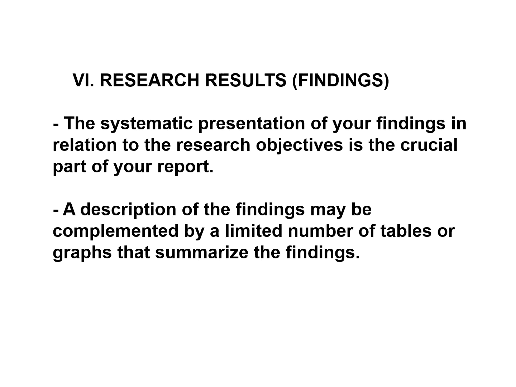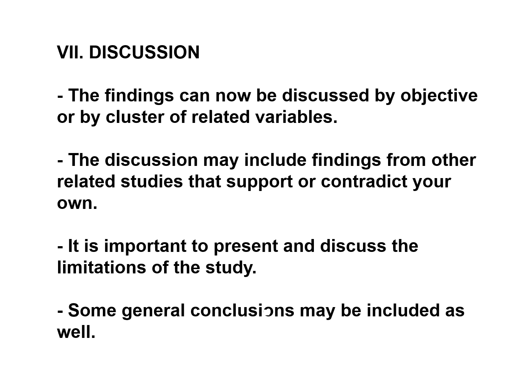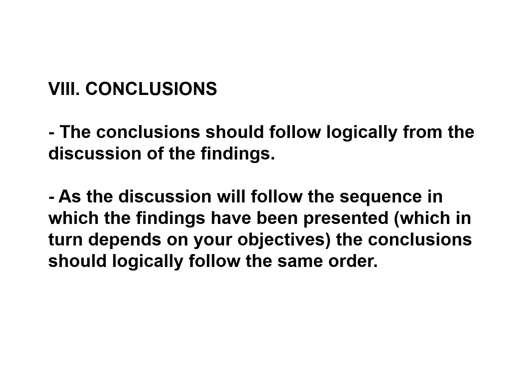So when we talk about research results, findings in relation to the research objectives are the crucial part of the report. We have to describe these findings, either in text or in tables. We will also have to discuss these results, by objective or by cluster of related variables. In the end, the discussion and findings must focus on the objectives of the study. The discussion may include findings from other related studies that support or contradict your own. It is important to present and discuss the limitations of the study. A general conclusion may be included as well. The conclusions should follow logically from the discussion of the findings.